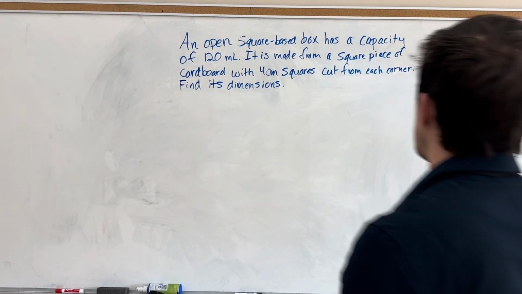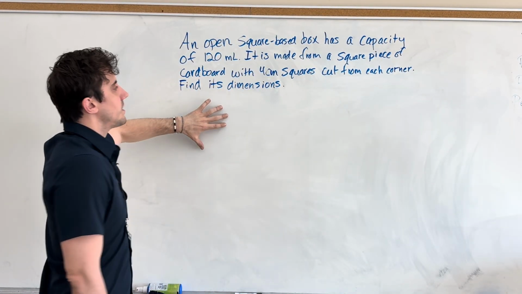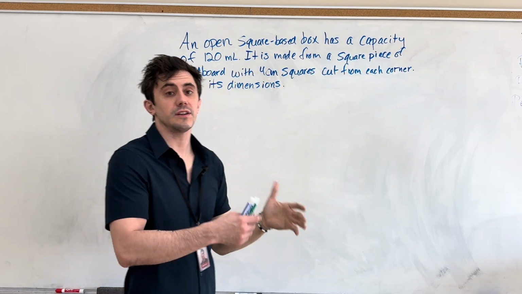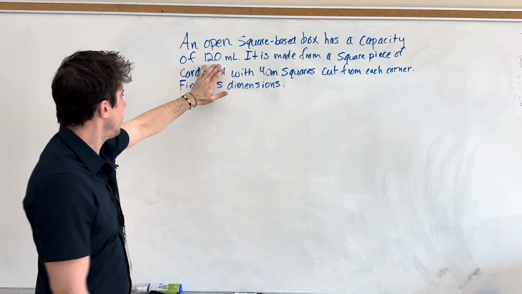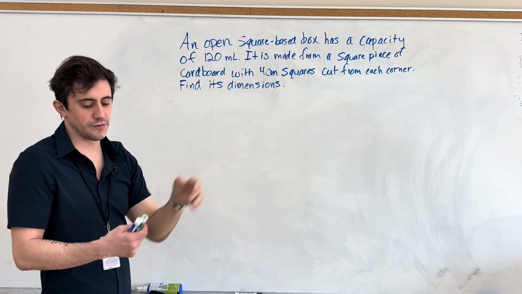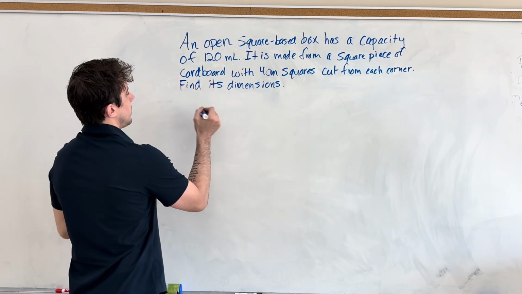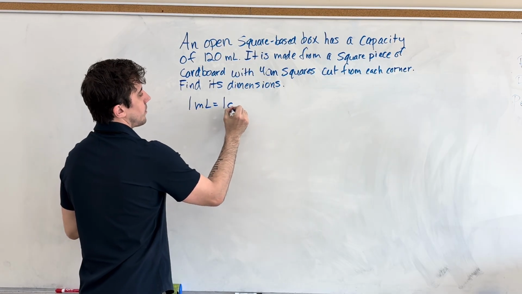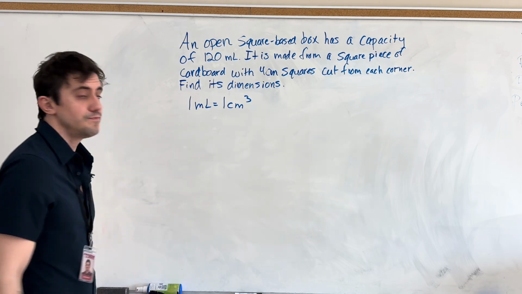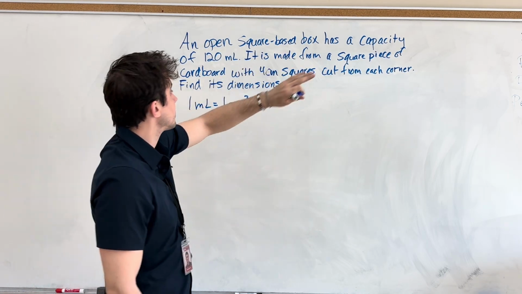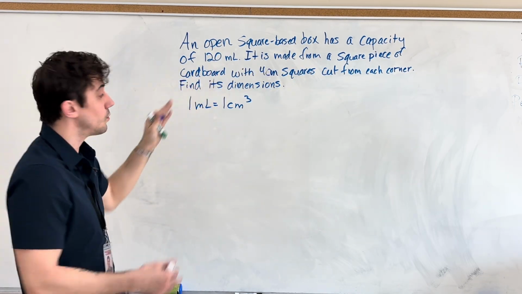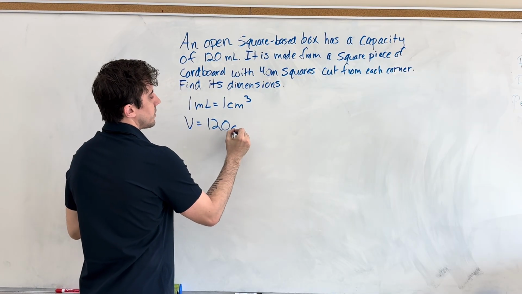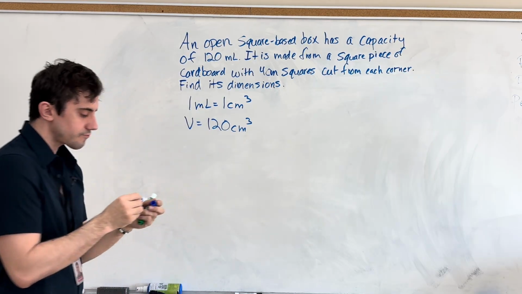Hey everyone, today we are looking at an open square-based box that we are told has a capacity, meaning an ability to hold liquid, of 120 milliliters. So that's going to speak to its volume. And I'll remind you that 1 milliliter is equal in volume to a cubic centimeter. Okay? So when we're told that a box has a capacity of 120 milliliters, what we're really being told is that its volume is 120 cubic centimeters, okay?